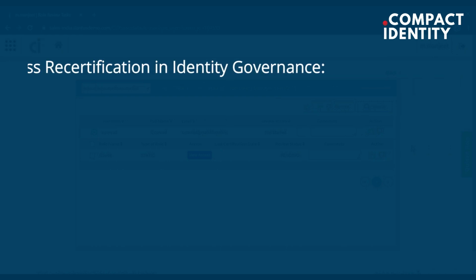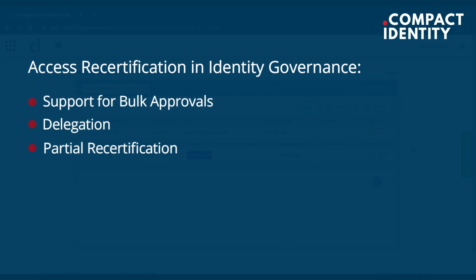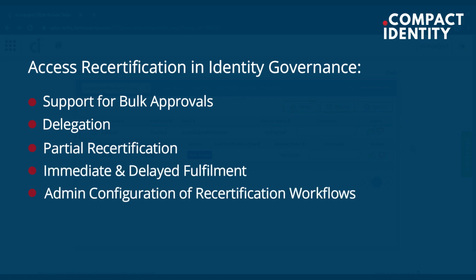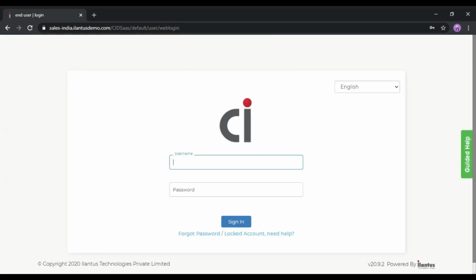Access recertification in Identity Governance is a detailed process with several options. There is complete support for bulk approvals, delegation, partial recertification, immediate and delayed fulfillment, as well as many ways for administrators to configure who and what is to be recertified. For a more thorough walkthrough of this functionality, check out the separate video. Today, we'll take you through a simple application recertification using Gmail and revoke your access to that app.